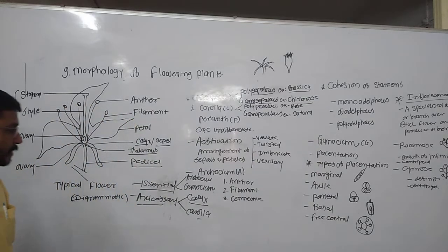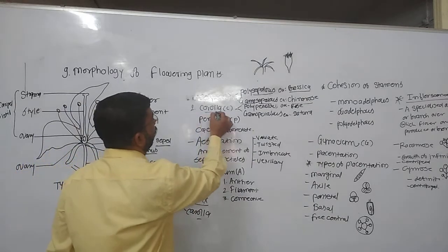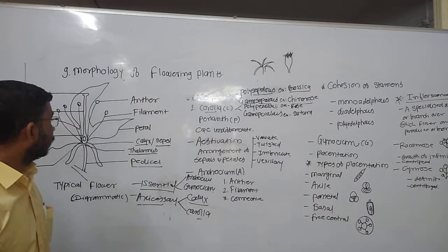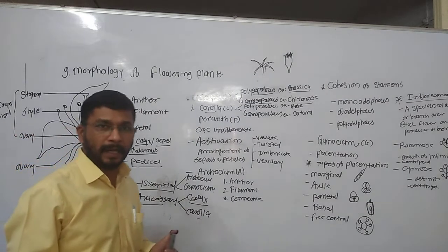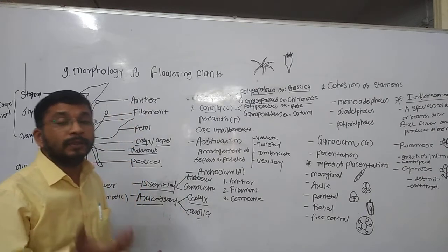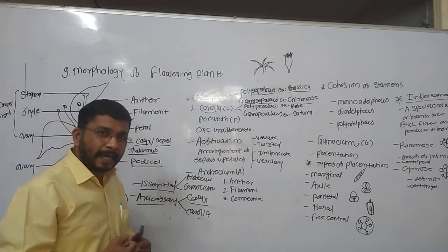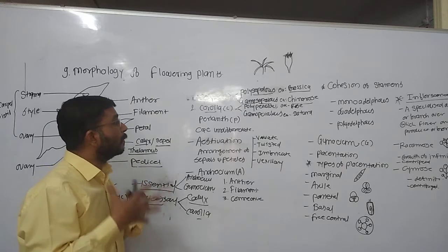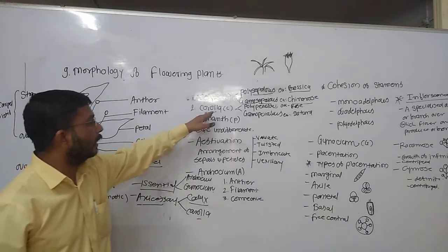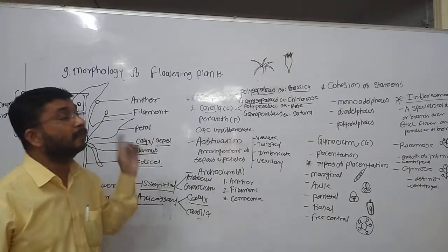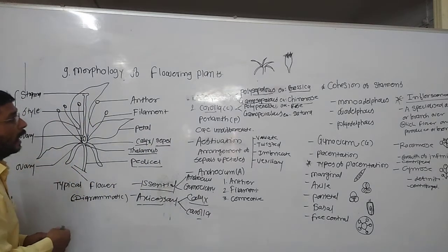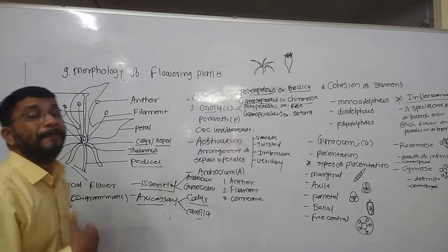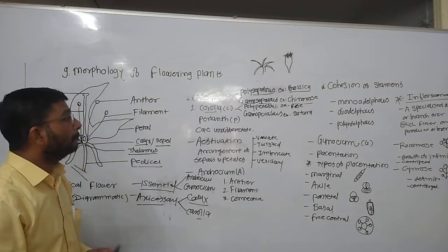Then our next accessory whorl is the corolla. What is the corolla? Corolla is always bright in color. Why is it bright in color? To attract insects for the purpose of pollination. Then we can also call the corolla petals.